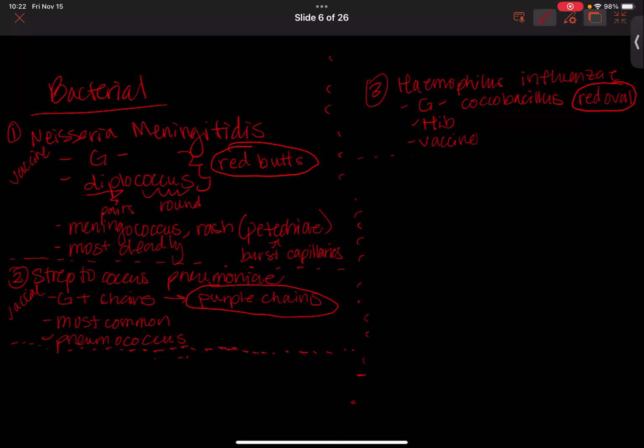All right, and then our 4th one for the bacteria is Listeria monocytogenes. All right, and this is all meningitis.